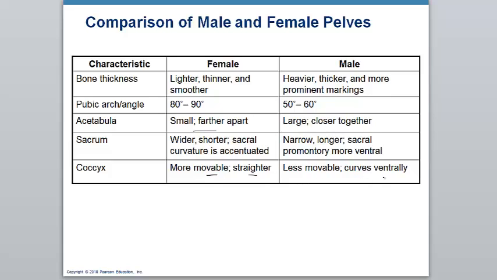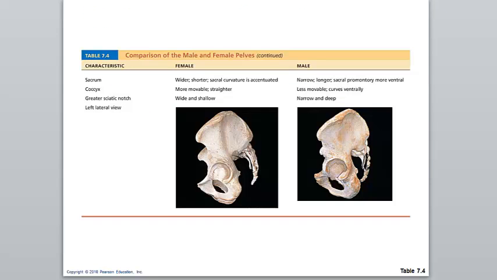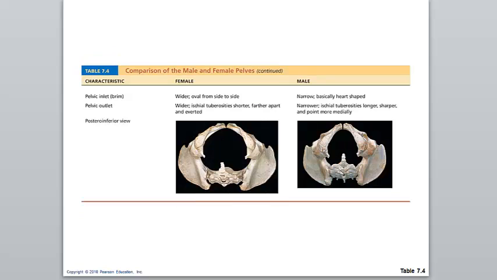This one curves ventrally towards anteriorly. So here's the picture. You can see how the coccyx is almost straight. This one has a deep curvature over here. You can see how deep it is, moves ventrally. That's absolutely necessary.